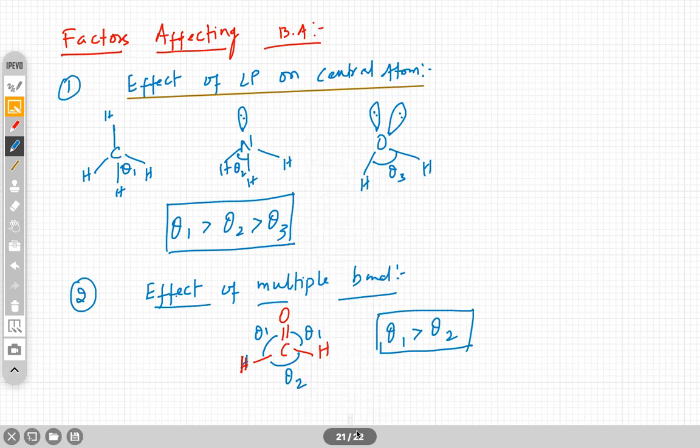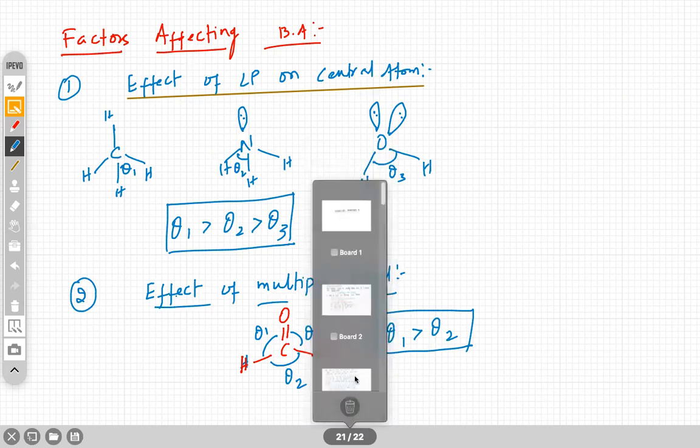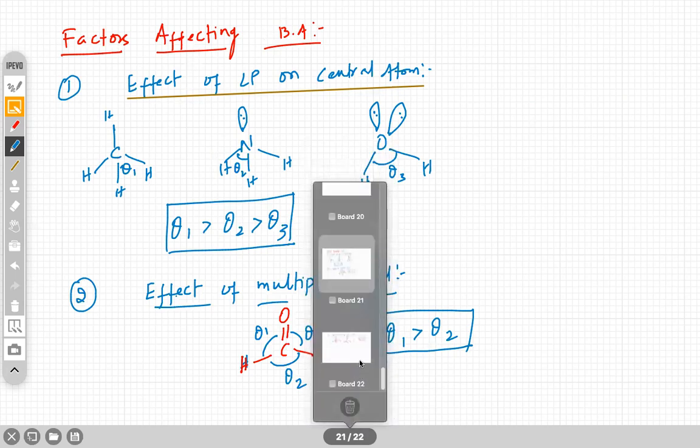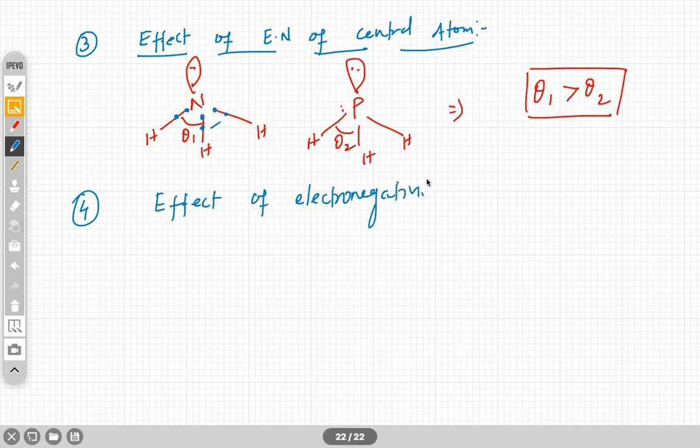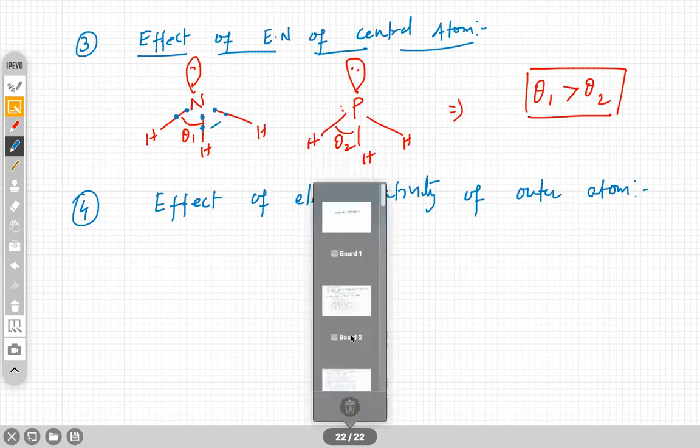Done? Okay. Fourth one, effect of electronegativity. You want me to go back, Pranav? Okay, just a second. Of outer atom. I'll share the notes anyways. Not a problem.